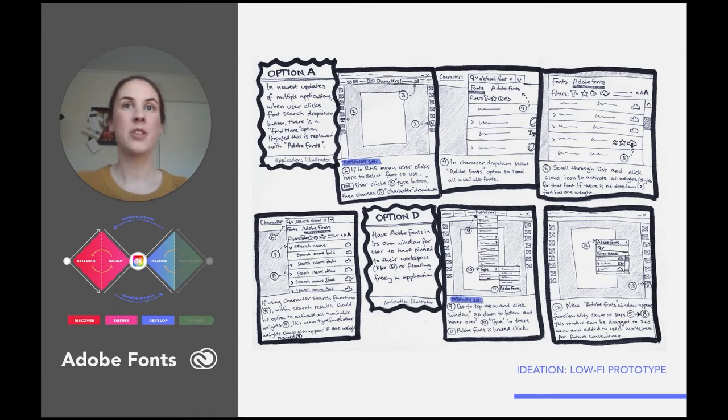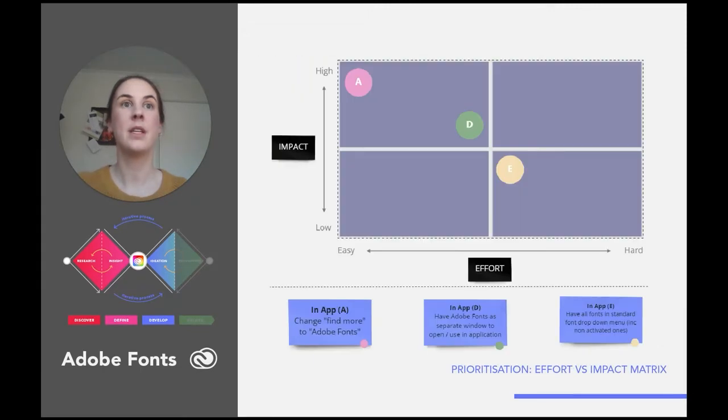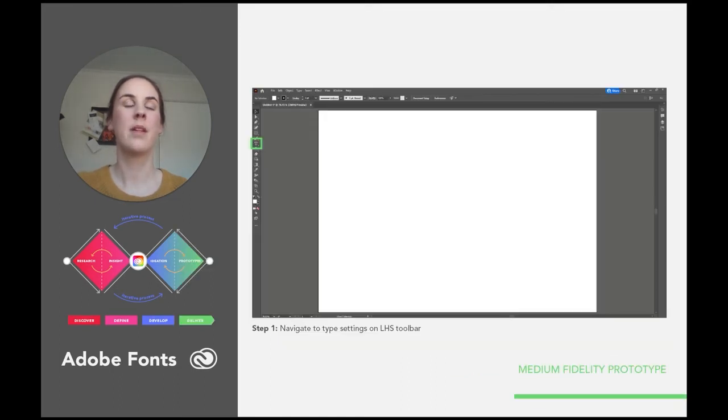As both paper prototypes felt quite strong in their application, I then decided to use an impact versus effort matrix in order to prioritise which would be the easiest to implement with both high impact and low effort. And ultimately it was settled upon that option A would be the best to move forward with. From there, the medium fidelity prototype was born.